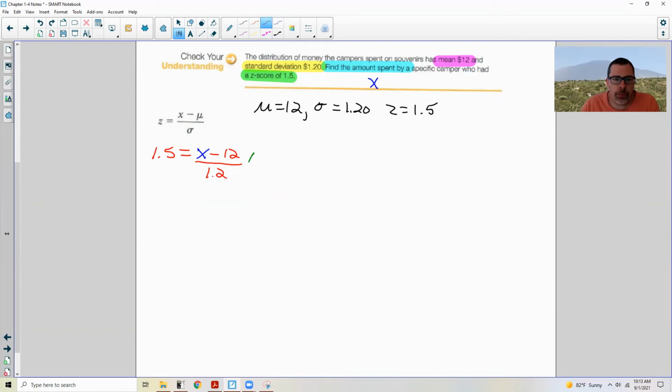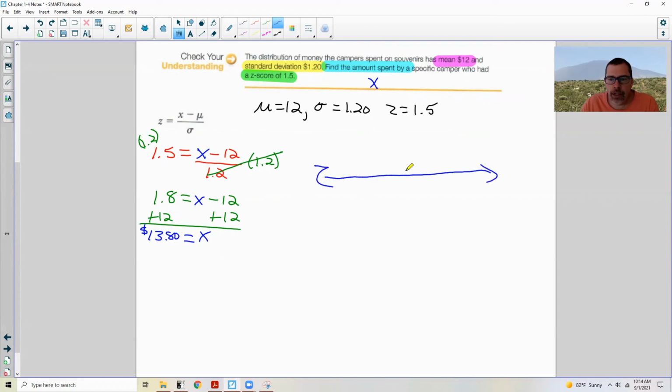To answer this question, we want to multiply both sides by 1.2. These cancel. I'm going to take 1.2 times 1.5. Well, 1 times 1.5 is 1.5, and 2 times 1.5 is 0.3. 1.5 plus 0.3 is 1.8, or use your calculator. Equals X minus 12. Add 12 to both sides. X equals 12 plus 1.8, which is 13.8, and it's money, so I'm going to put a zero there. And there's our answer. He spent $13.80.